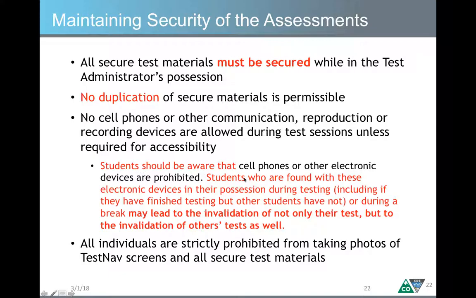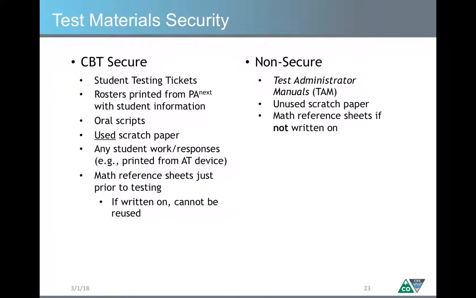Students need to be aware that if they are caught with a cell phone or some kind of electronic device, like even a smartwatch, then that could lead to the invalidation of not only their test, but it could actually affect all the tests in that room. So it's very important that they don't have those things with them, and we're going to list out those things here in just a minute. And at no time should there ever be cameras out, even in the phones, taking pictures of any kind of screens on the test.